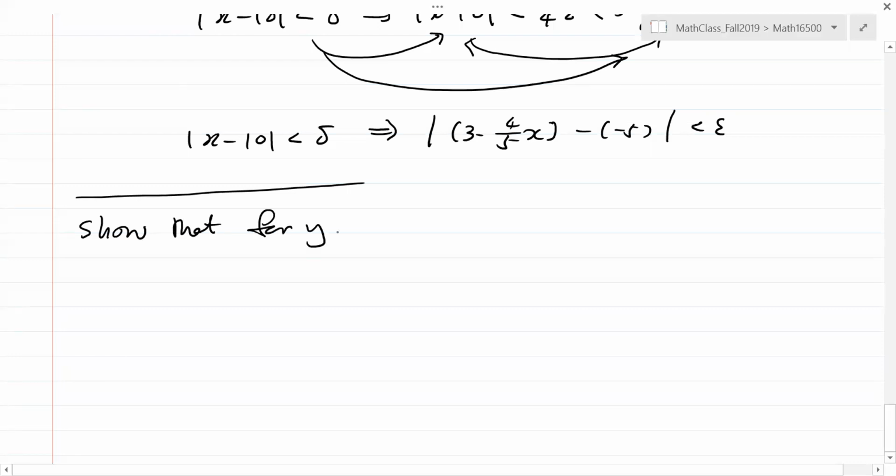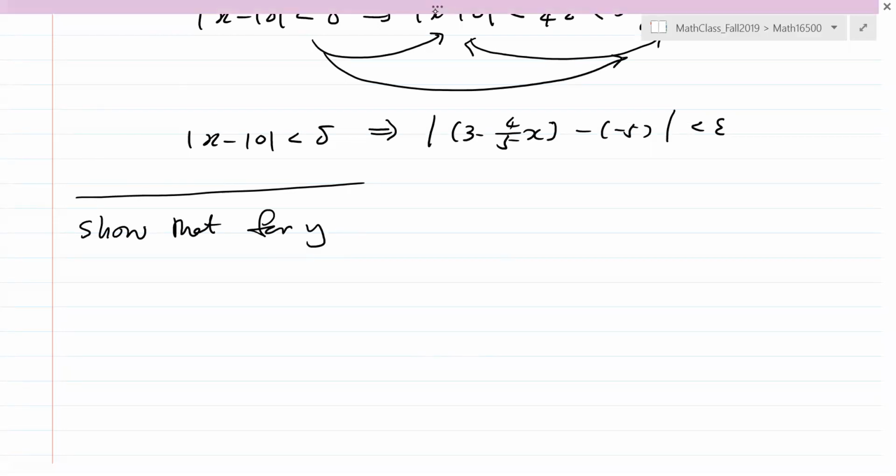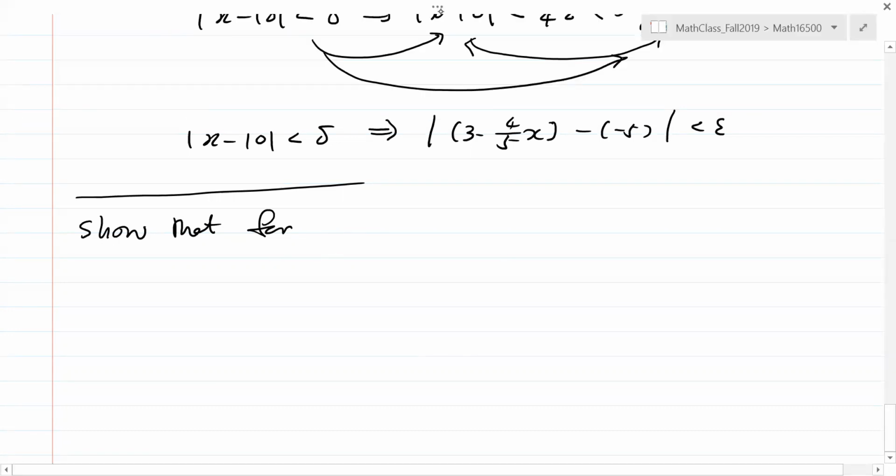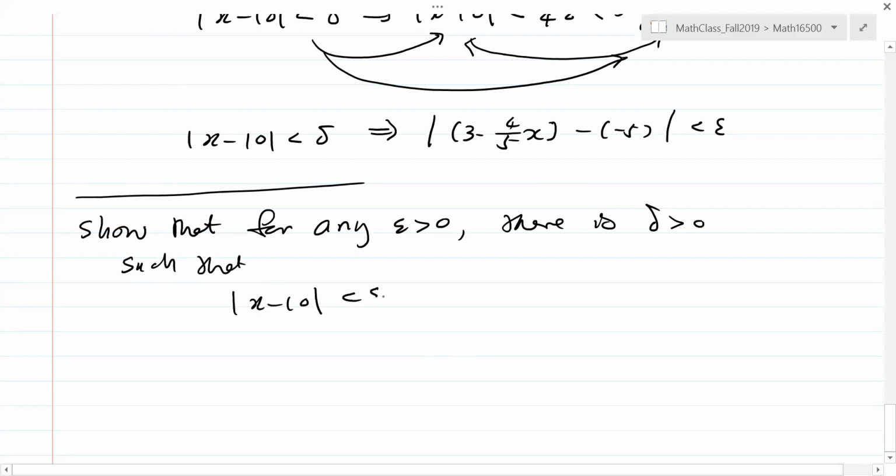For any, let's repeat this problem. For any epsilon greater than 0, there is a delta, okay, such that |x minus 10| less than delta implies |3 minus 4/5 x minus -5| less than epsilon.